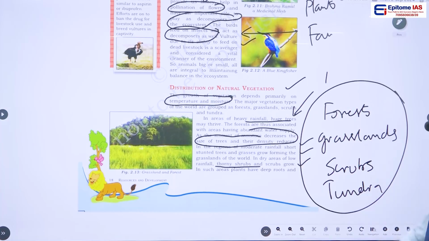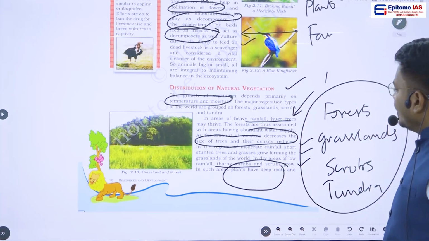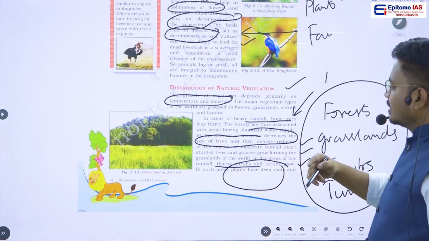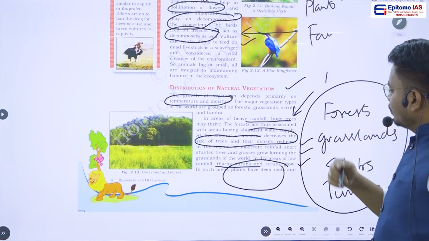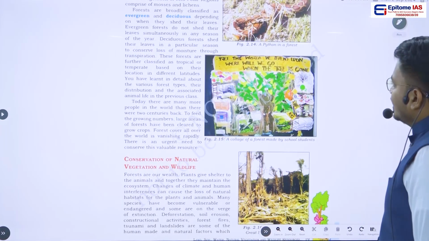In such areas, what happens? Plants will have deep roots, in areas where the climate is very dry and the rainfall is very low.